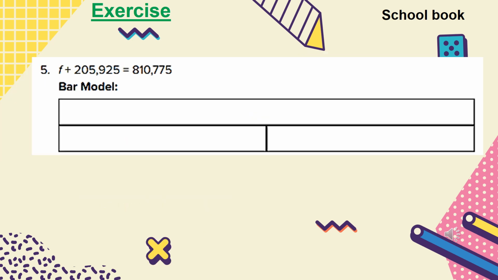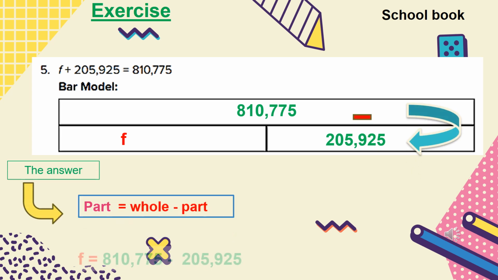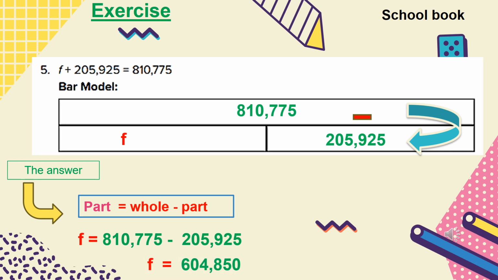Equation number 5, f plus 205,925 equals 810,775. So the whole in plus is alone. So we put the whole and we have a part. So we need to get f as a part. So to get a part we make minus: whole minus part. So the value of f after minus equals 604,850.